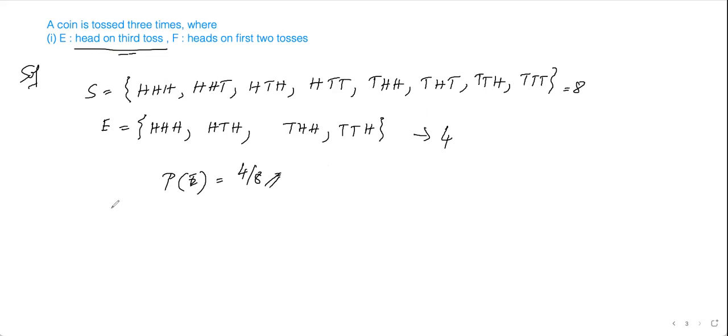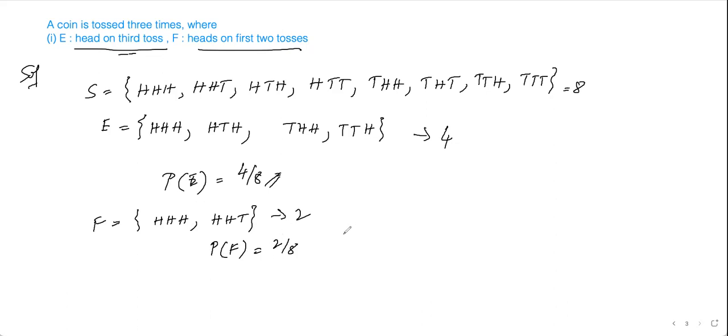And another event F, heads on first 2 tosses. That would be head, head, head, and head, head, tail. So again, 2. So the probability of F is 2 by 8.